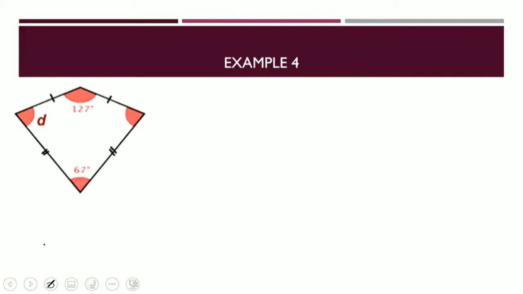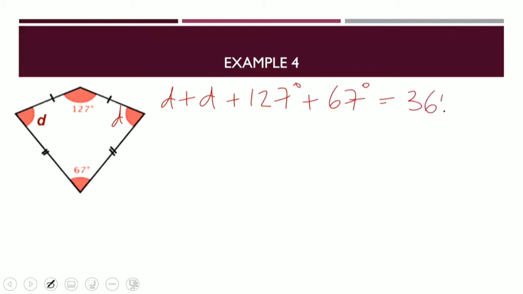So we're going to just go ahead and also name this D. So remember we said that if you have two angles that are equal, you can give them the same letter name. That's fine. All right, so now we have D plus D plus 127 degrees plus 67 degrees. And it is a quadrilateral, so that is going to be equal to 360 degrees. All right, so we will simplify.